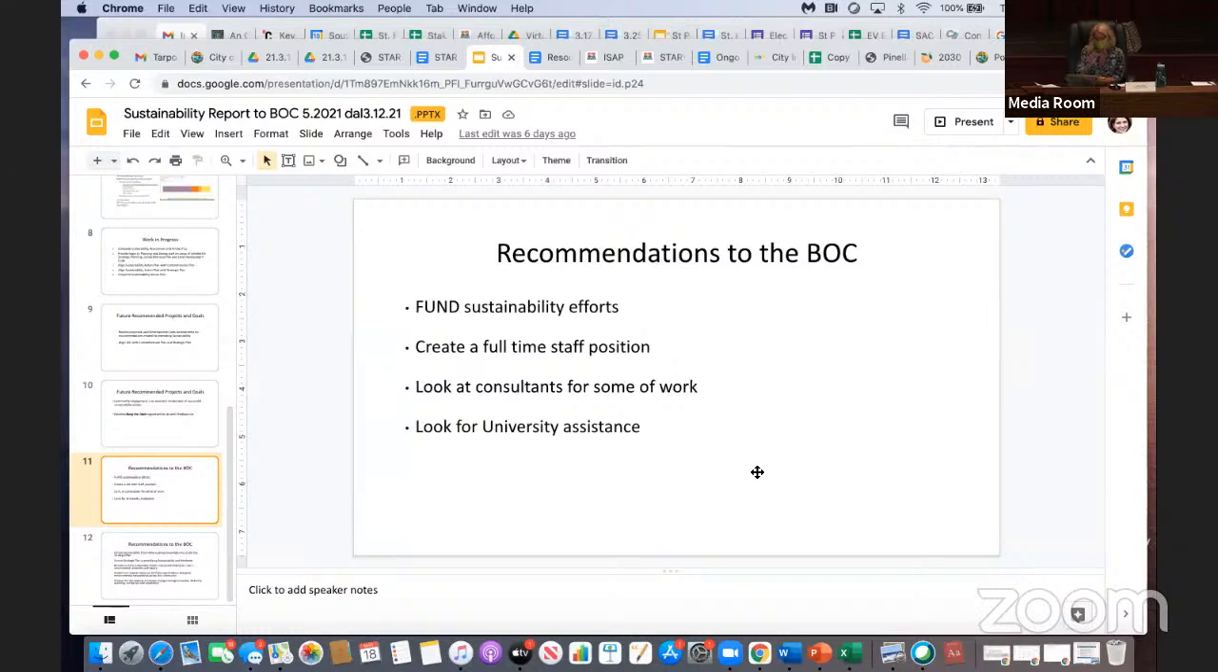And like I said to Paul and Ashley, this is not in any reflection of the work that I think that they've been doing with us, because I think that they're valuable partners, and they're the ones that are really doing a lot of the work that's making this happen. So my intent with this is, in addition to that, have a full-time position. Mm-hmm. And then also continuing to look at consultants for some of the work, like Dr.